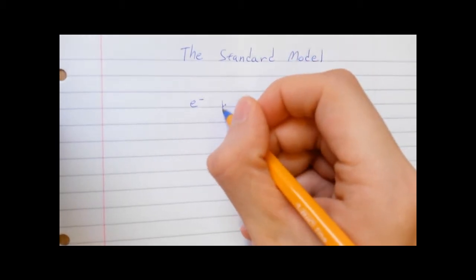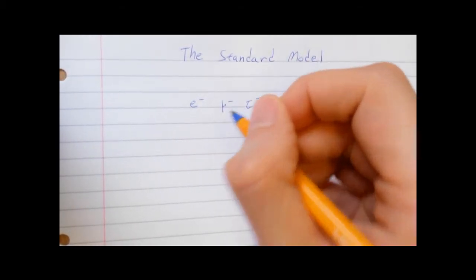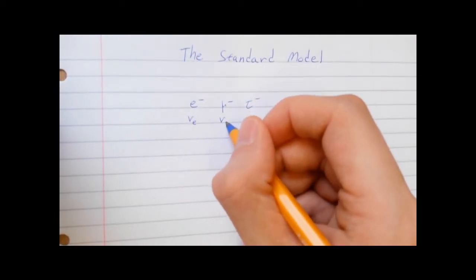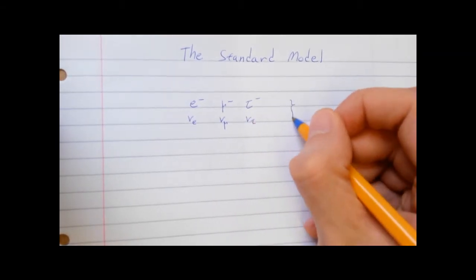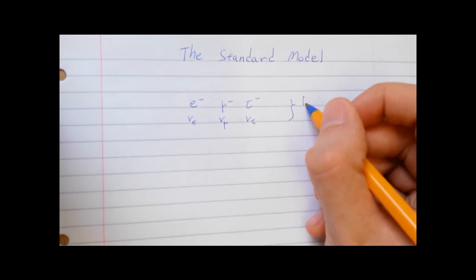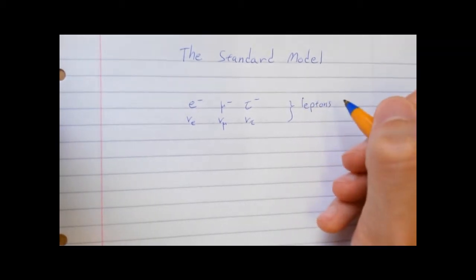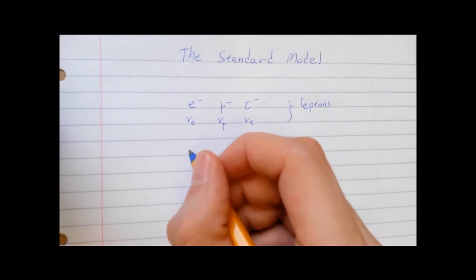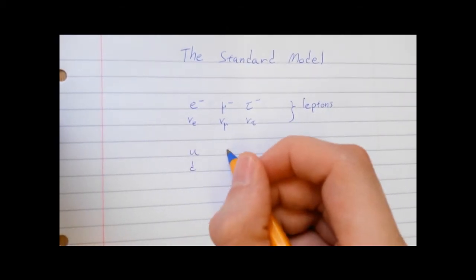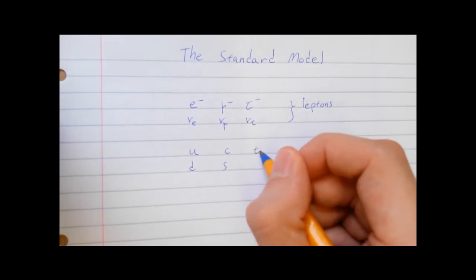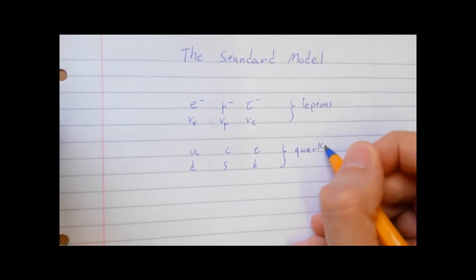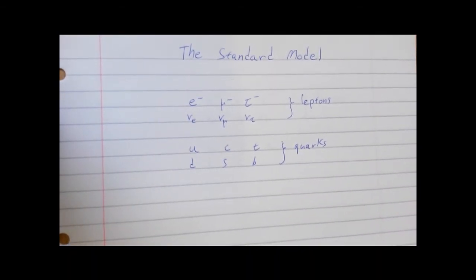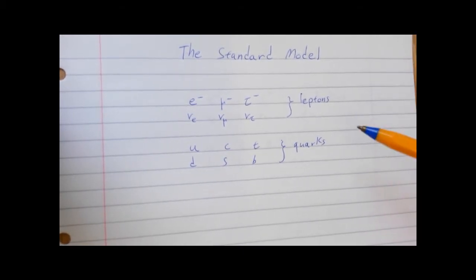We have the electron, the muon, the tau, and for each one of them there's a corresponding neutrino. So the electron neutrino, the muon neutrino, and the tau neutrino. Those 6 particles together are known as leptons. Besides leptons, the Standard Model includes quarks. So we have the up quark, the down quark, the charm, the strange, the top, and the bottom quark. And those are the 12 fundamental particles in nature we know so far. Everything in our everyday world is made of those particles.